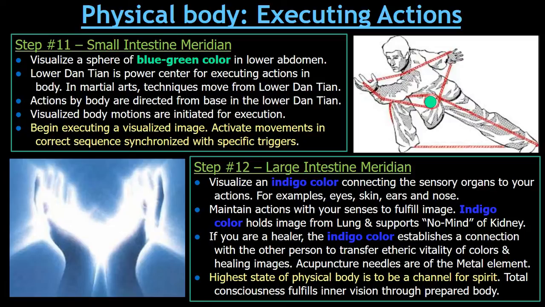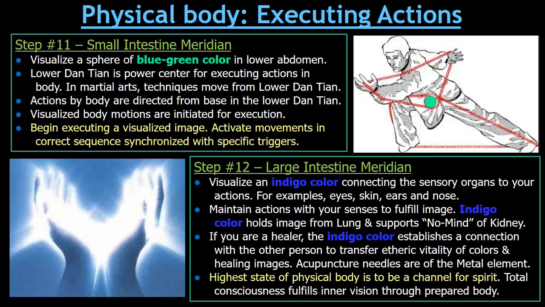Total consciousness fulfills inner vision through a prepared body. So now you see the whole physical body from beginning to end. In the beginning steps, one has the body, it opens up, breathes in the spirit, grounds in. Once the spirit is in, the body is activated and coordinated and develops a subconscious coordination to be able to react and to act and to execute. And then in the last 4 steps is the actual ability of the body to execute actions.